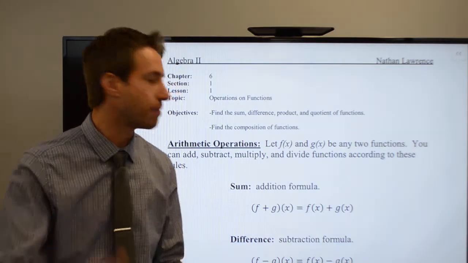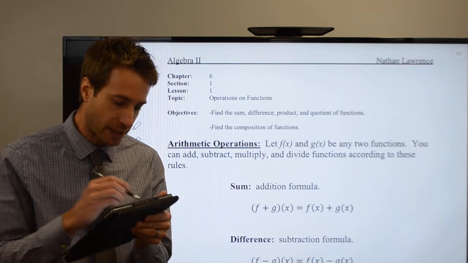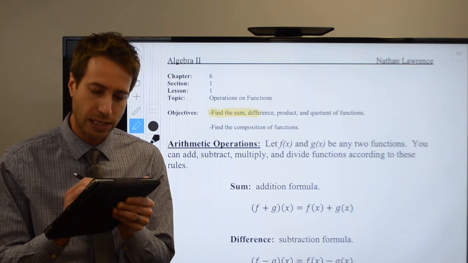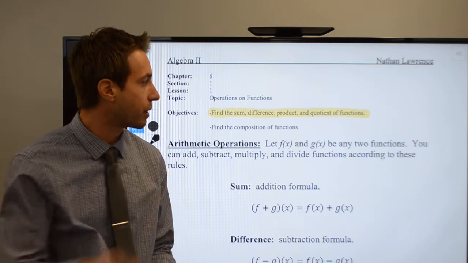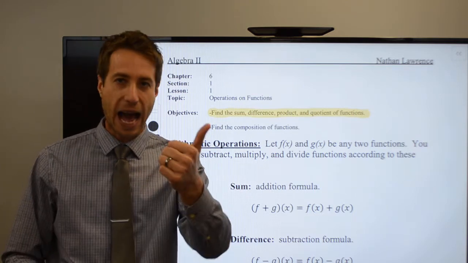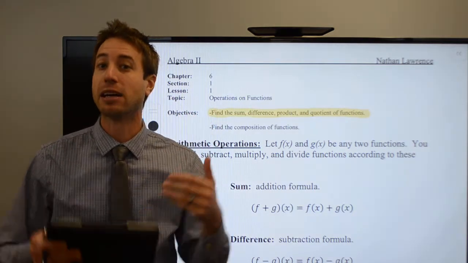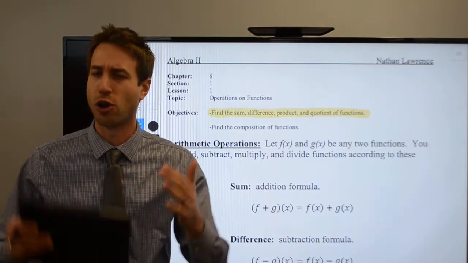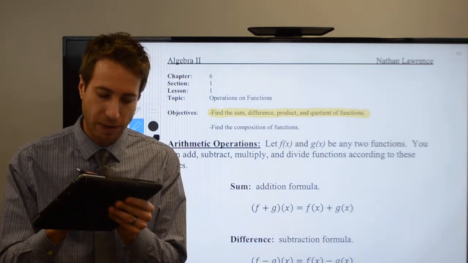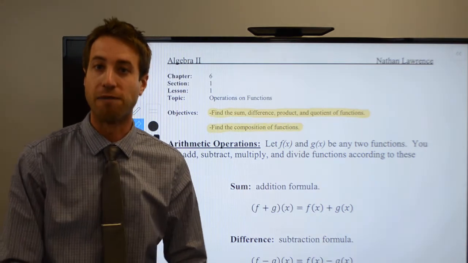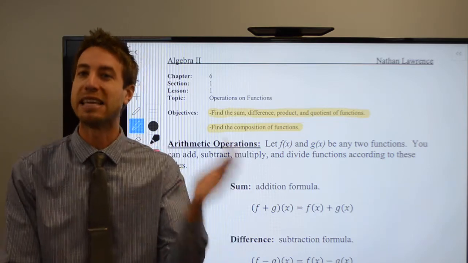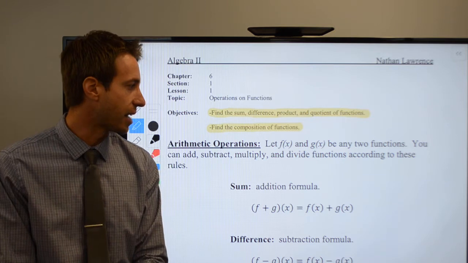One other quick thing to mention before we jump into it is your objectives or learning targets. You'll need to be able to find the sum, the difference, the product, and the quotient of functions. Like I said, we'll be adding, subtracting, multiplying, and dividing functions. Just like we did for polynomials, it's going to look exactly the same. And the last one is to find the composition of functions. These are composite functions, and we'll talk more about those when we get to them in the second half of this set of notes.